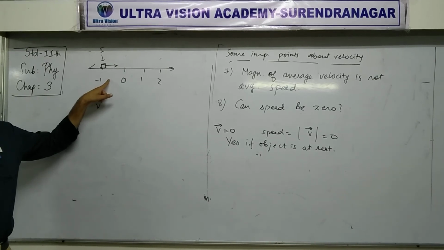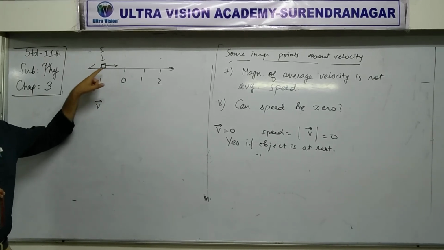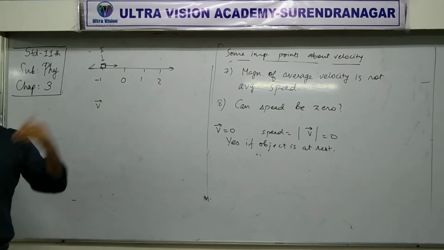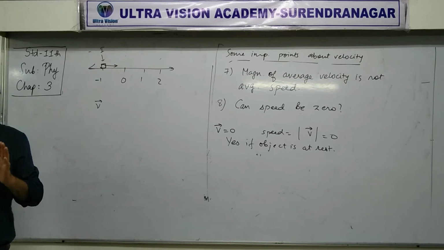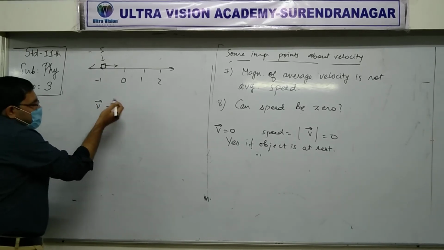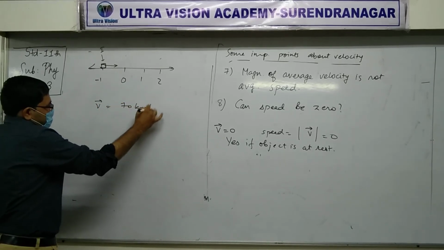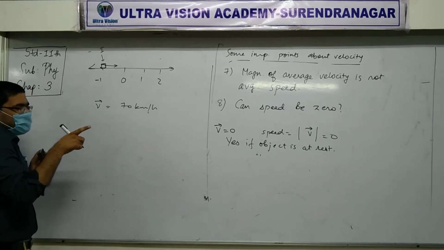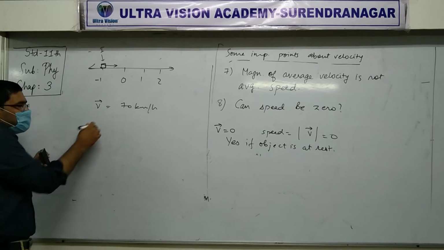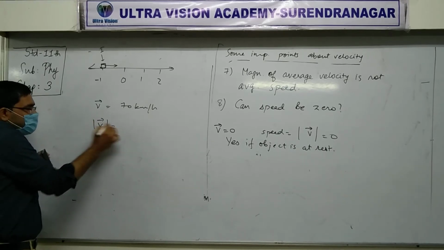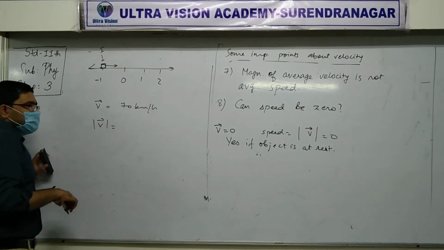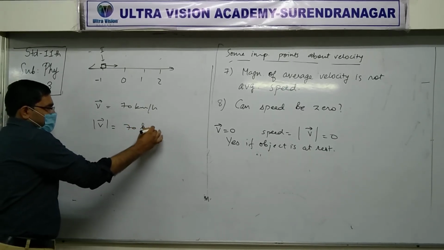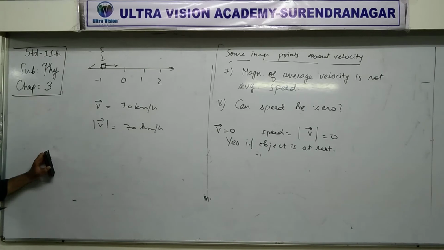-1 is the position. Velocity is towards the right side. How do you know? I told you that the object is moving towards the right side. You get that? Yes. So suppose the velocity is, for example, 70 km/h. Is this positive or negative? Positive. So the direction will be towards the right side. What will be speed in this case? 70 km/h. In which direction? Right. Wrong.